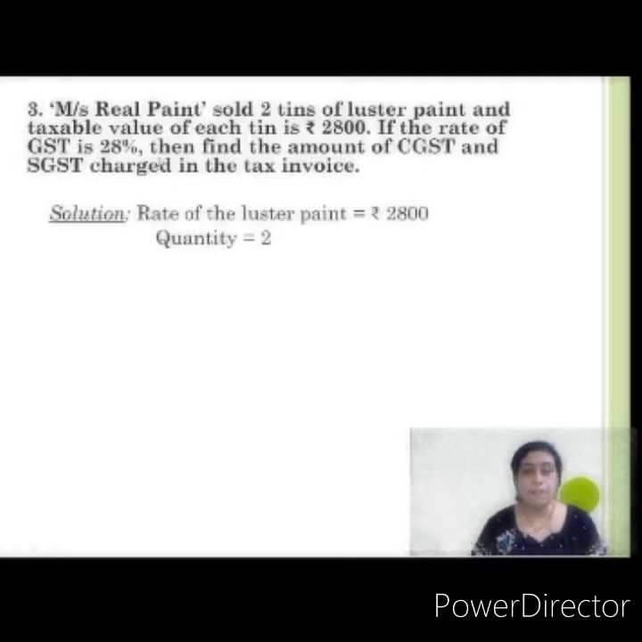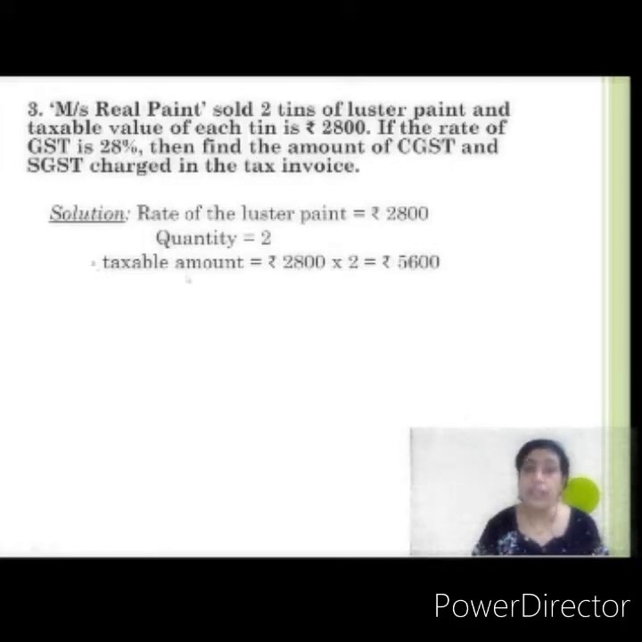So solution, the rate of luster paint is given to us, that is rupees 2800, and the quantity is 2 tons, okay. So therefore we need to calculate the amount for 2 tons. So that will be 2800 into 2, that is 5600, your total taxable amount on 2 tons, okay.